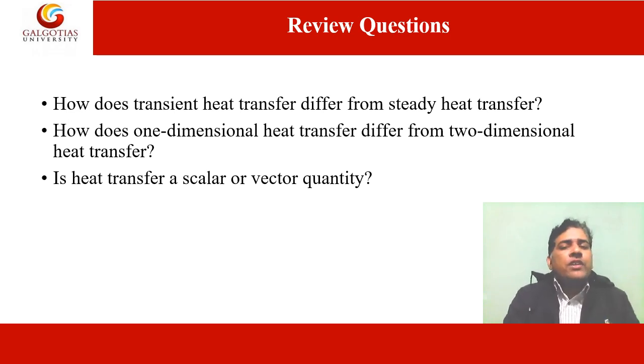Similarly, how does one dimensional heat transfer differ from two dimensional heat transfer? You can give an example of what one dimensional heat transfer is and how a problem is treated as two dimensional heat transfer, just like the example I gave earlier in this class, or you can give some other example. Next, is heat transfer a vector or scalar quantity? We discussed earlier that it is a vector quantity, because it requires direction as well as magnitude. Anything that requires direction as well as quantity is called a vector quantity. It is very simple, so try to answer these questions in detail.